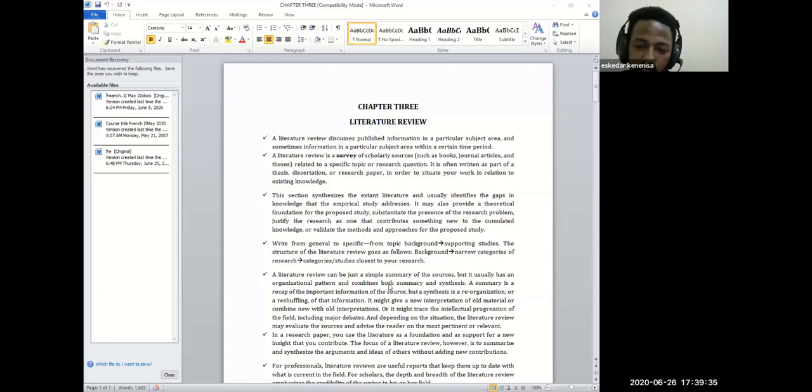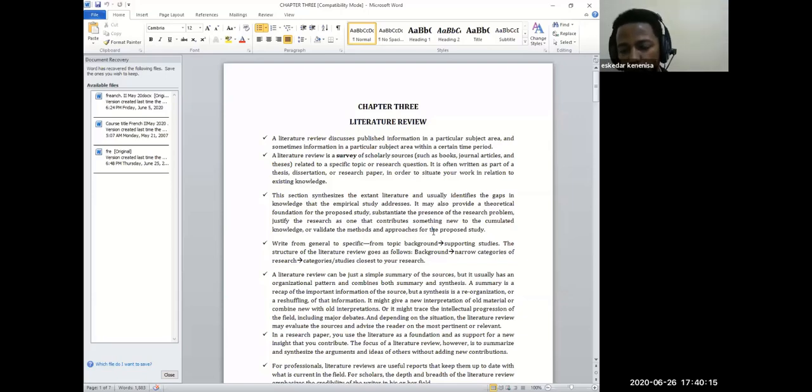Okay, let's see the steps to simplify the literature review. Here is the note: you have to come from the general into the specific, from the topic of the background into the supporting studies, or from the background to narrow topics or narrow studies. And from this, you also narrow it into your closest or related research works.